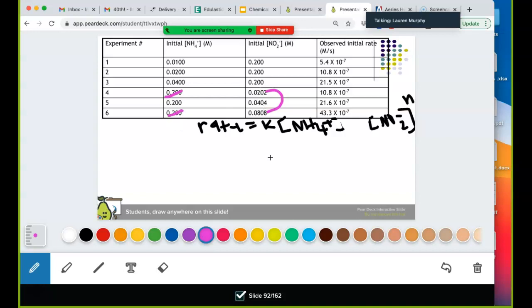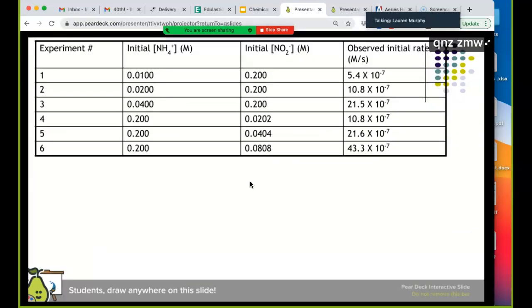So between 4 and 6, it looks like the concentration is quadrupling. 0.0202 times 4 is 0.0808. Okay, so we don't know the power. So concentration raised to the power. Now let's look at the rate. 10.8 to 43.3. What does that look like? Does that look like quadruple, approximately? So the rate is quadrupling. So 4 to the what is 4? 1. So it is first order with respect to nitrite. So overall order is 2, right? Because 1 plus 1 is 2. So I'm going to just rewrite my rate law nicely.